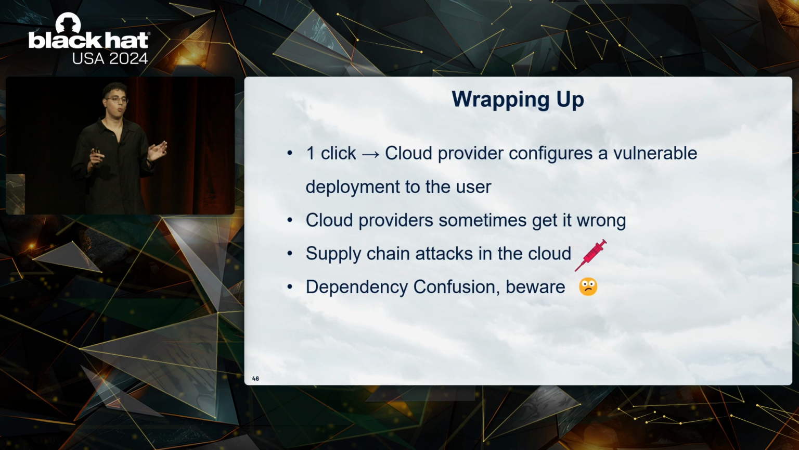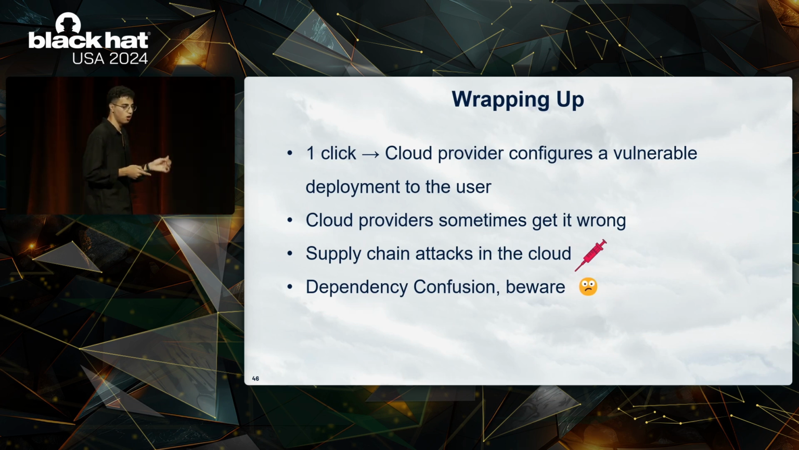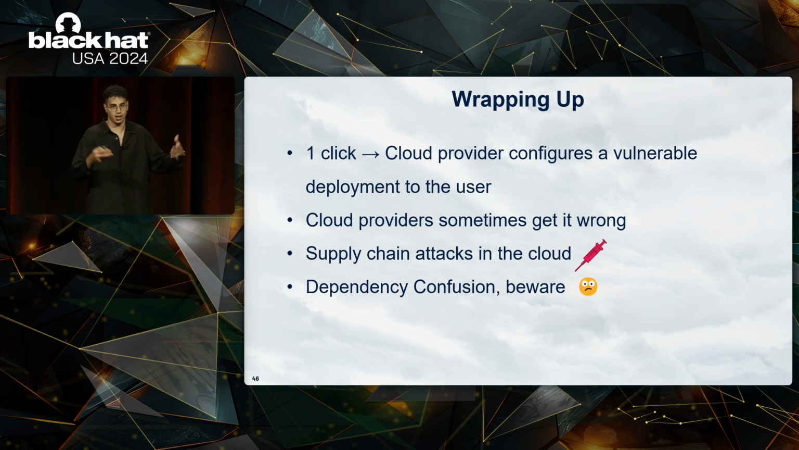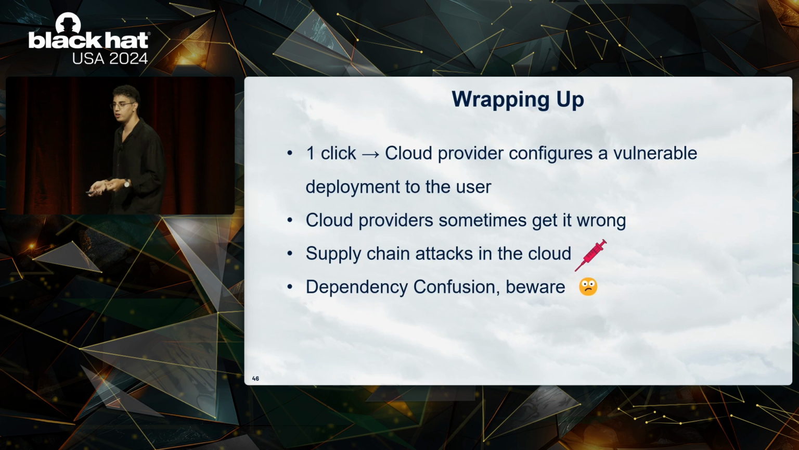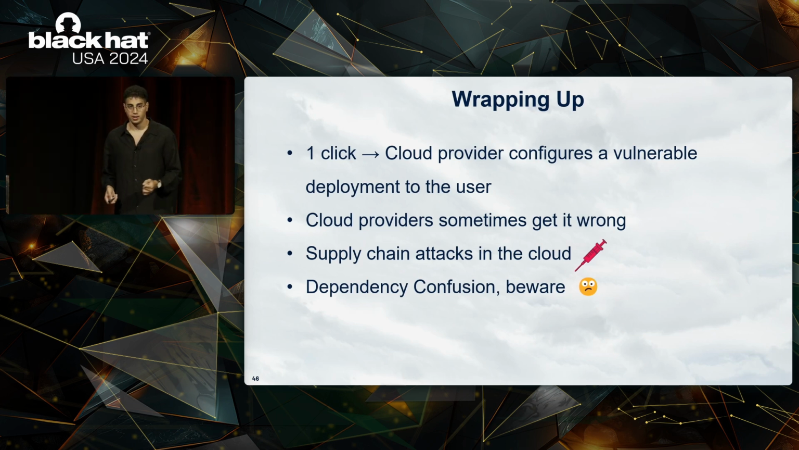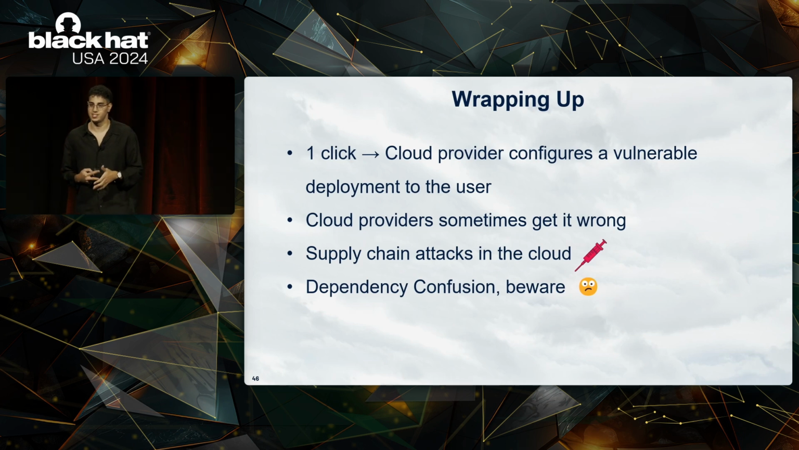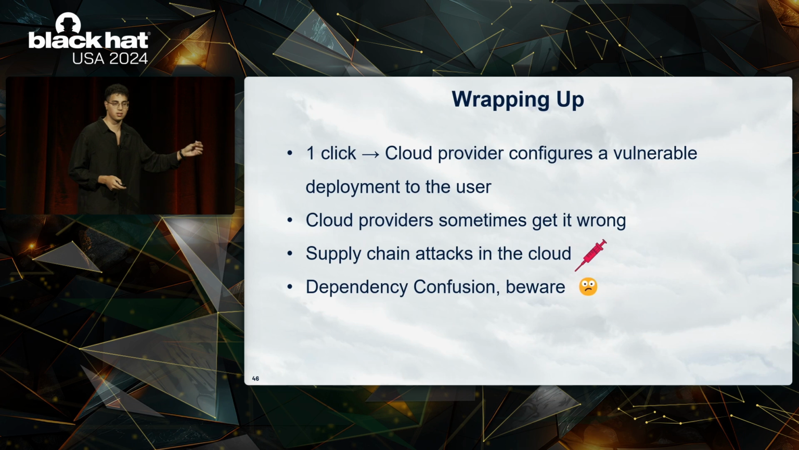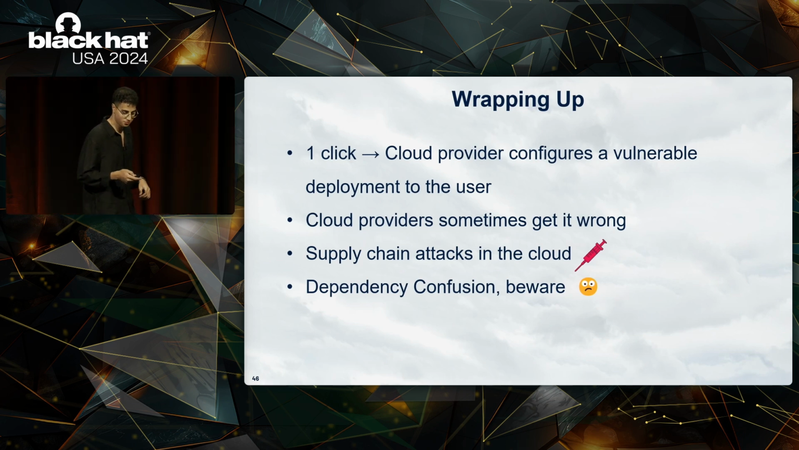To wrap up, one click in the console or in the API to create a service in a cloud provider results in the cloud provider configuring a vulnerable deployment for the user. This is rather risky, and in order to combat this scenario, we can use the Jenganizer tool or simply look in the logs in order to find these hidden services.